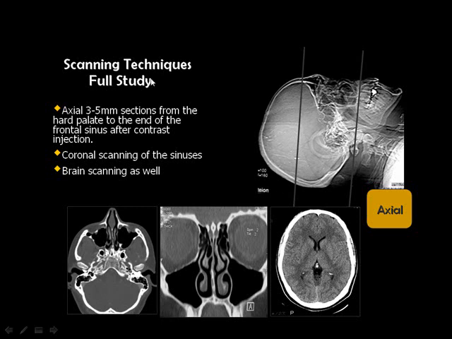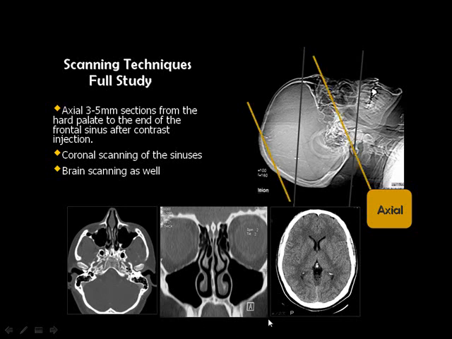Then in the full study, we obtain also the coronal scans. We have axial scans and the coronal scans, and we also scan the brain as well. The scanning of the brain starts from the skull base and proceeds superiorly until we reach the skull vault. This is the full study, and the previous one is the routine study.